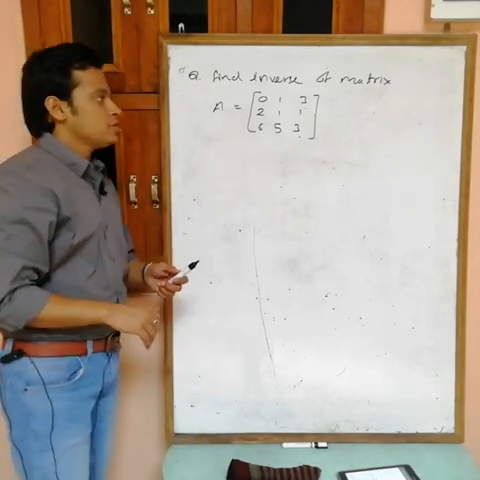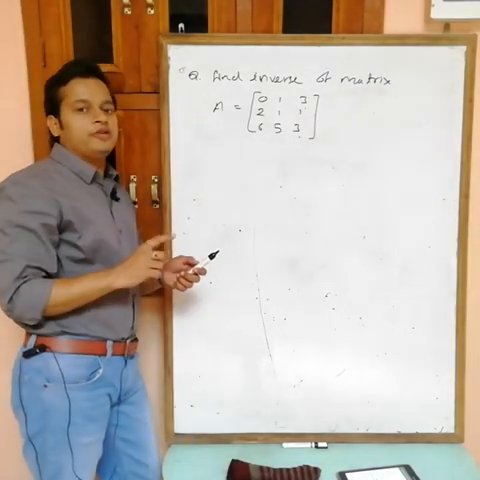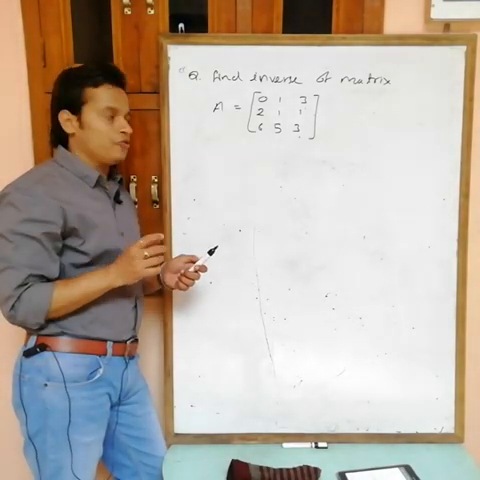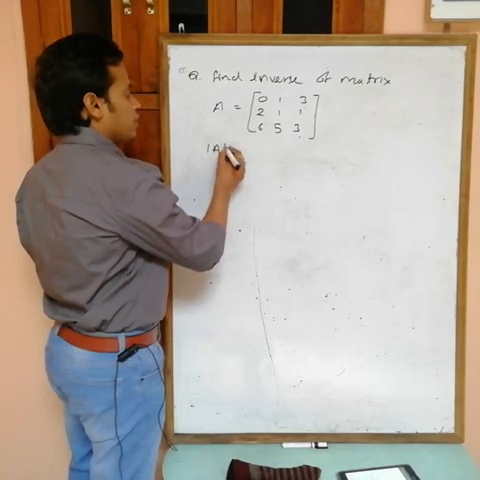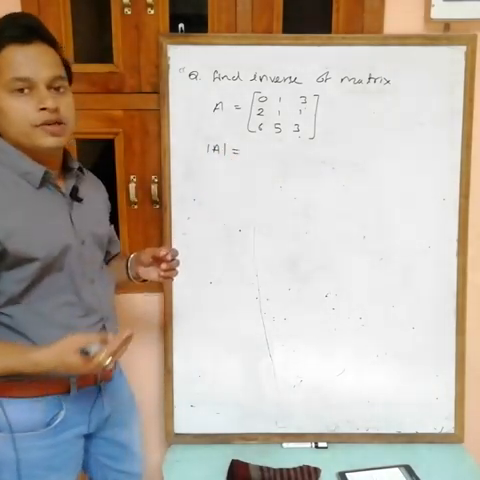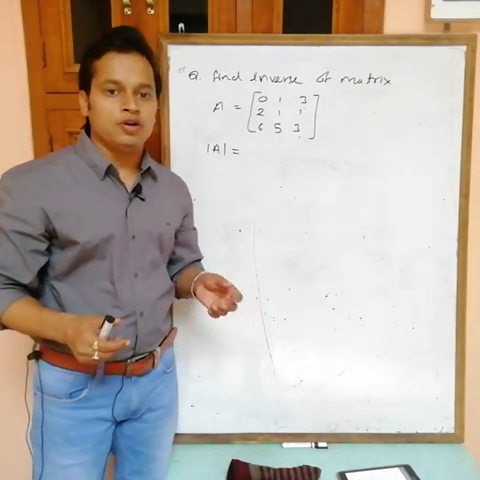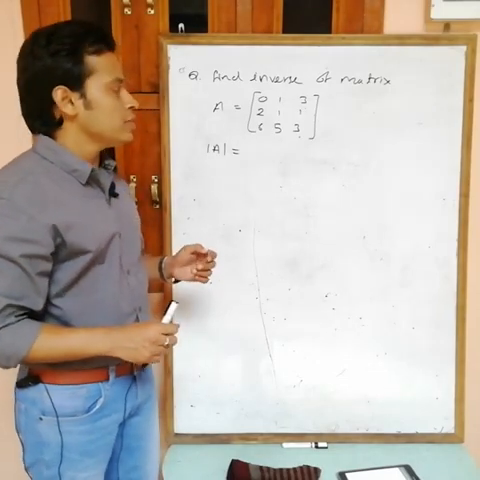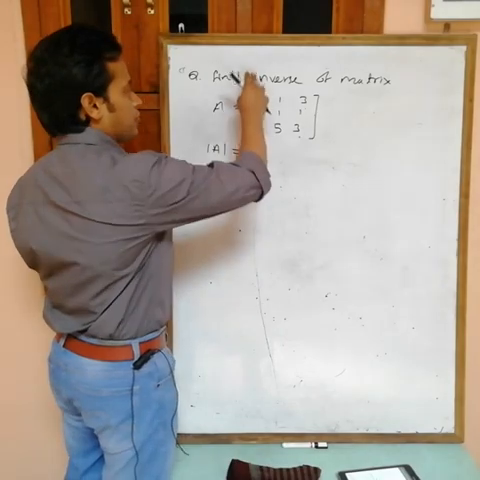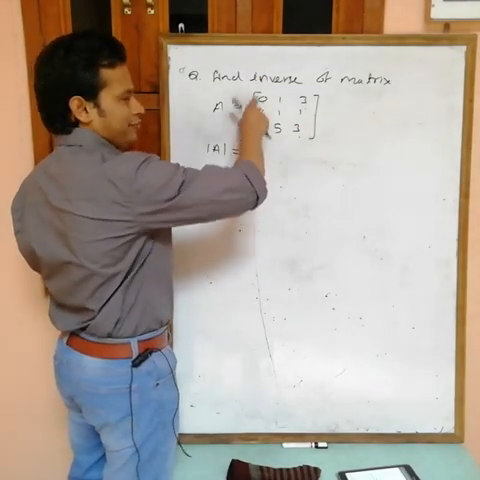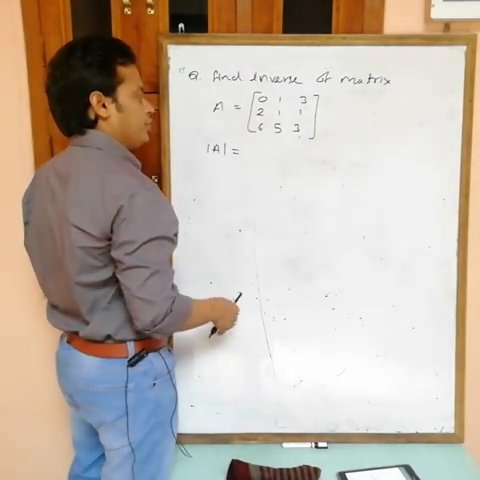Any matrix is said to be invertible if the determinant of that matrix is not equal to 0. So first I have to find the determinant of A, then we can decide. If the determinant of A is equal to 0, then we can't find the inverse of matrix A. Then A is a non-invertible matrix. Now, suppose this is the determinant of A, just replace the matrix brackets with the determinant bars.